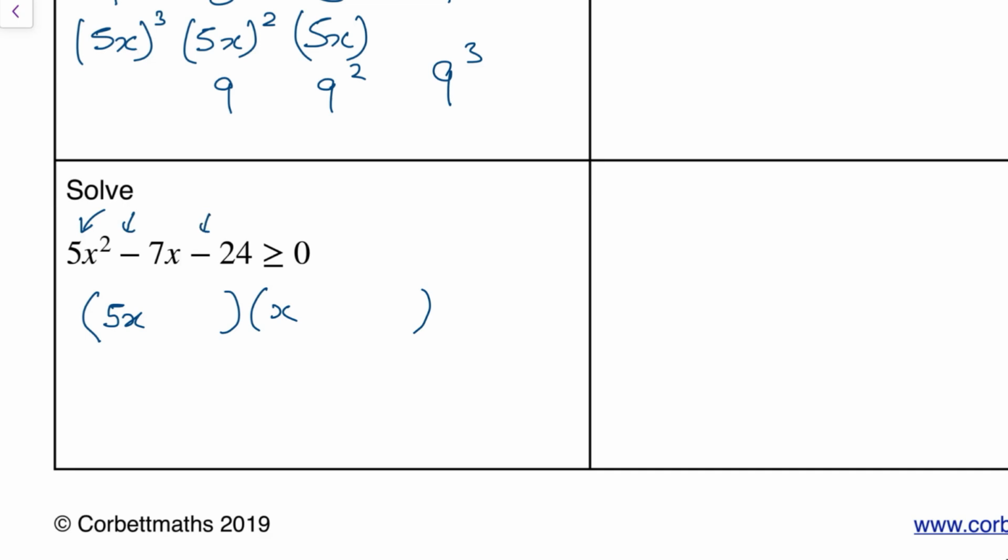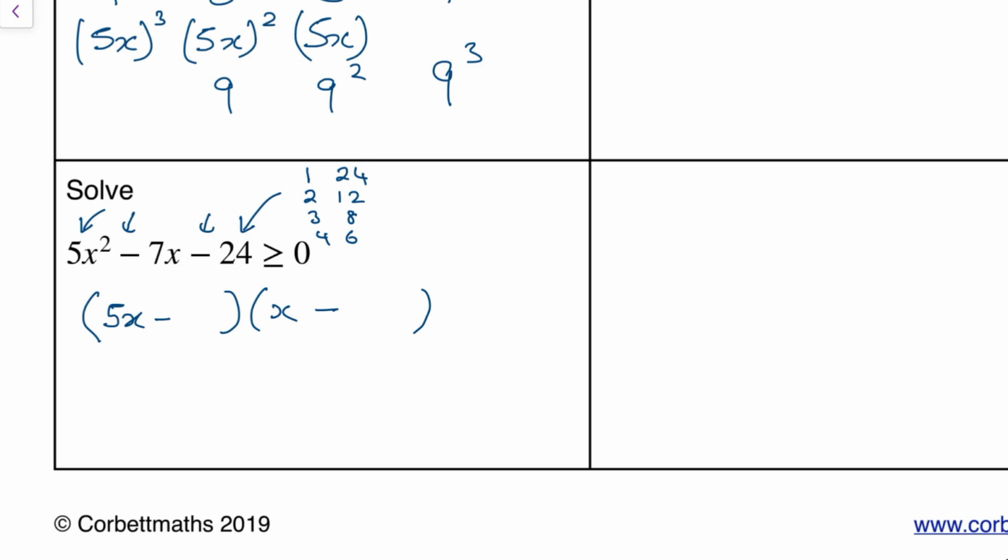This is a minus and this is a minus, which means one of these is going to be a minus and one of these is going to be a plus. Bit annoying. And then this one here, it's slightly bad to factorise this. I've got 1 and 24, 2 and 12, 3 and 8, 4 and 6. So the problem is I've got quite a lot of choices here. So I need to get two choices that multiply by 5 and add to make minus 7.